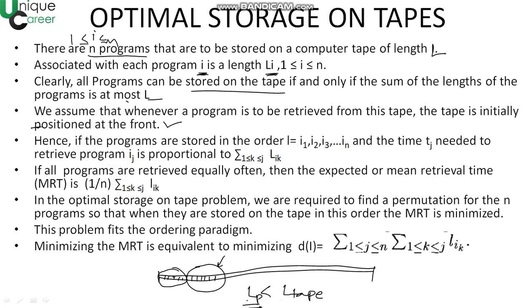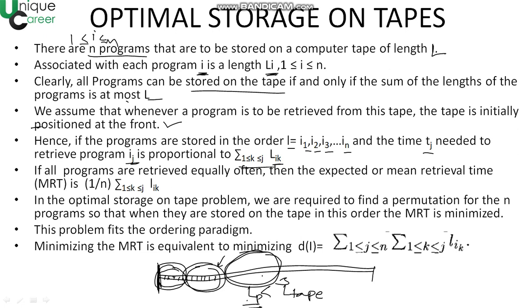We assume that whenever a program is to be retrieved, the tape is initially positioned at the front. If the programs are stored in the order I = i1, i2, i3, and so on up to in, then the time tj needed to retrieve program ij is proportional to the sum of the lengths of the files up to ij. Let us say I want to retrieve program 3, so j is equal to 3. I have to find the length of the file at the first position, the second position, and the third. If I want to access the third file, at that time I have to access all these three files.